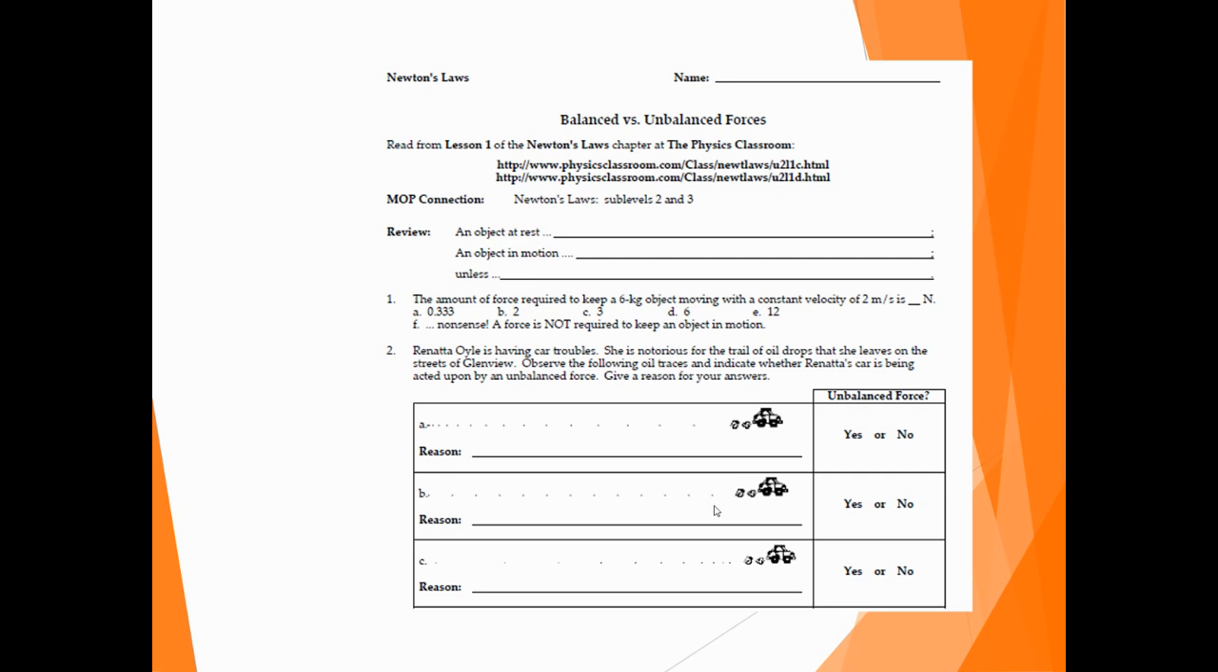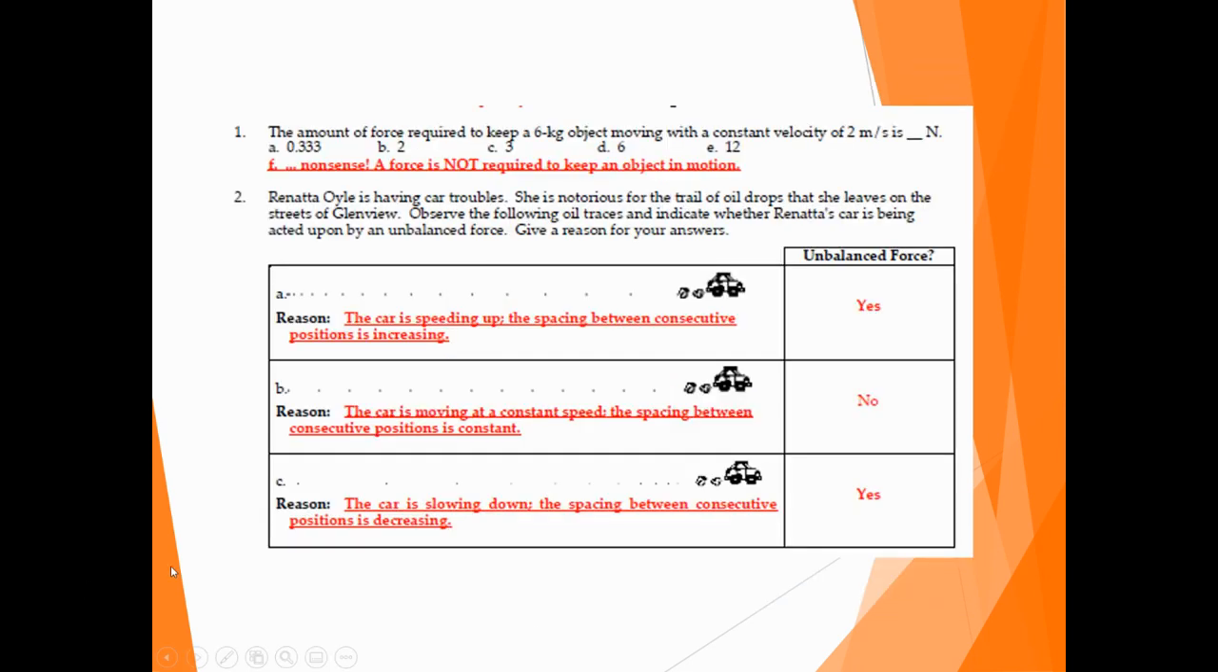And in letter C, the spacing between the dots is getting smaller and smaller. So this car is slowing down. So there is an unbalanced force. And the reason is because the car is slowing down, the spacing gets smaller and smaller. So here are the answers from the answer key if you need to pause the video and copy those down.